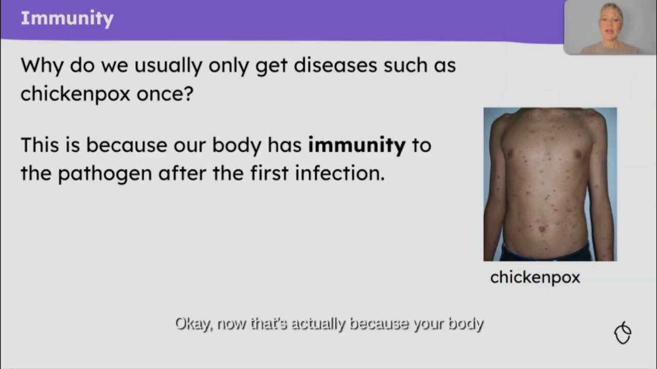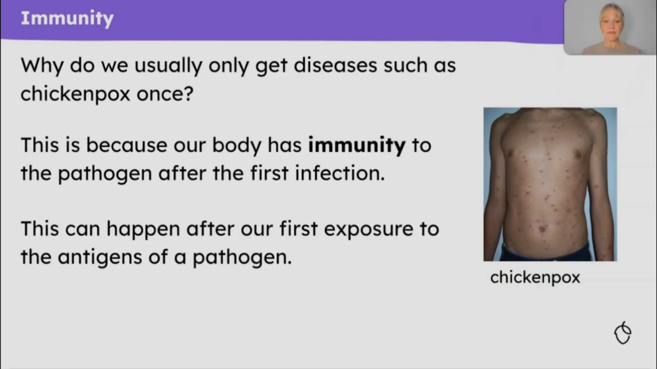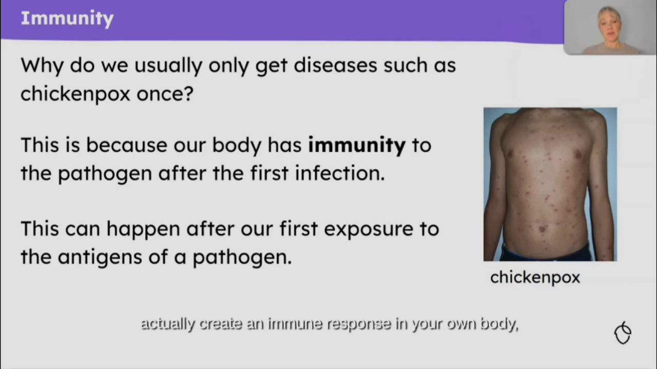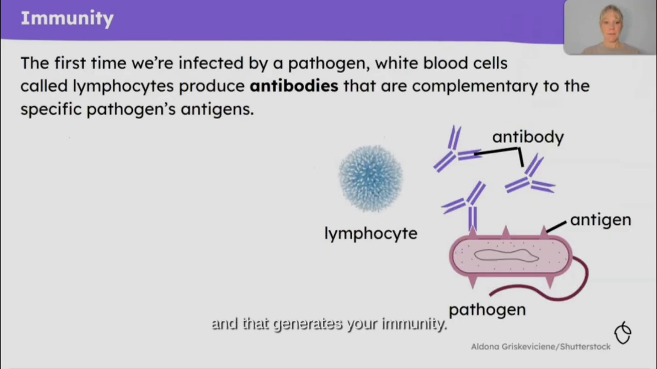Okay, that's actually because your body can have a long-lasting immunity to the pathogen after the first infection. Once you've seen it once, then you've been exposed to what we call antigens. Antigens are proteins that we find on the surface of all cells. Ones that we find on pathogens create an immune response in your own body, and that generates your immunity.